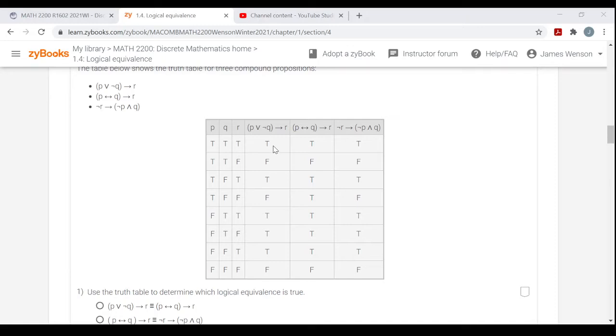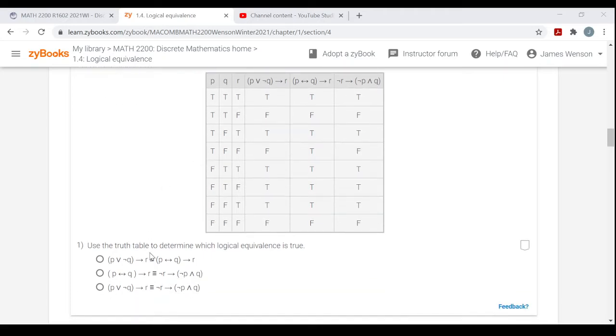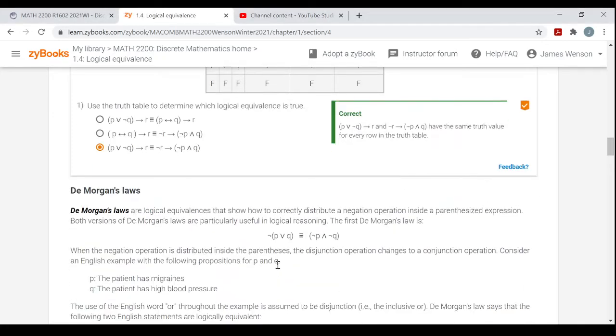So let's see. Let's look at these first 2 here. Same, same, same. They're different here. When P is true and Q and R are false, this first statement's false, the second statement's true. So these 2 statements are not logically equivalent. How about the first and third statement? Both true in the first row, both false, both true, both false, both true, both true, both true, both false. It's the first and the third statement that are logically equivalent. So that would be this statement here.